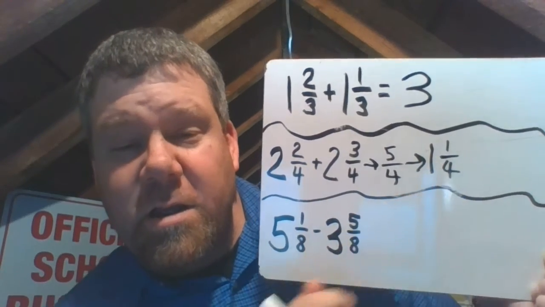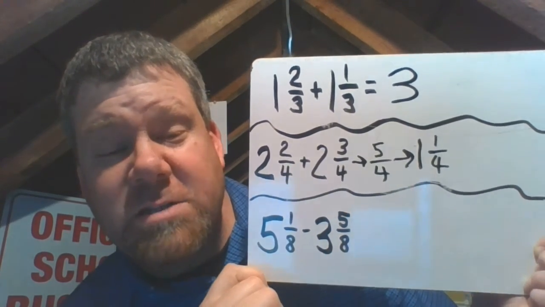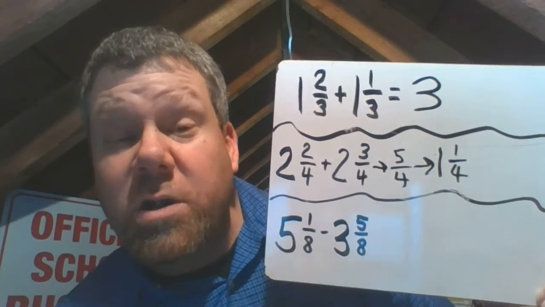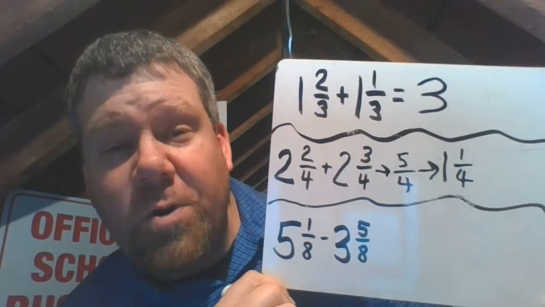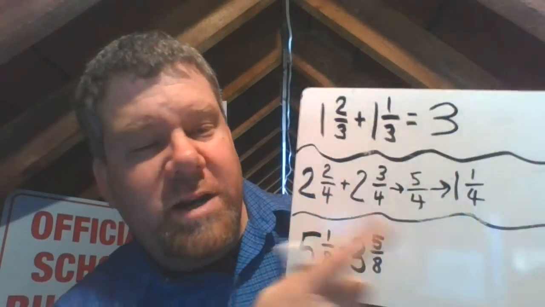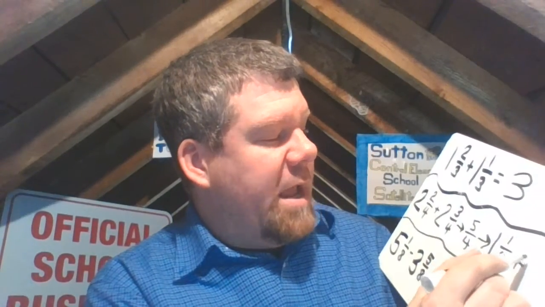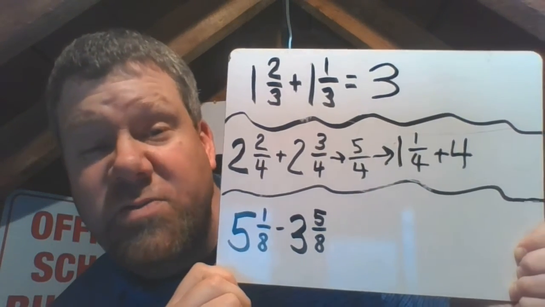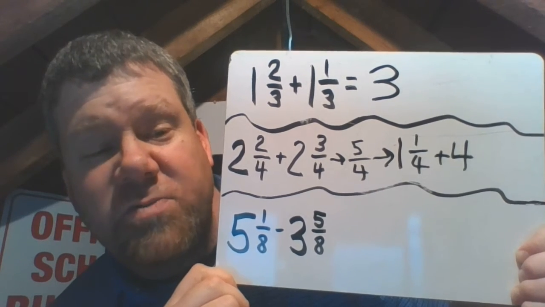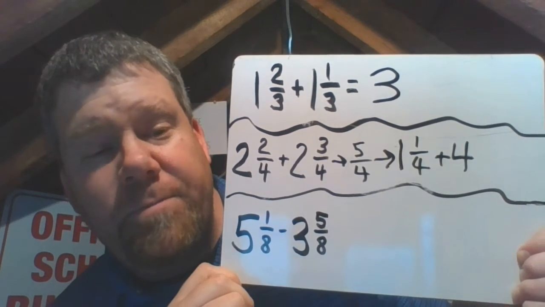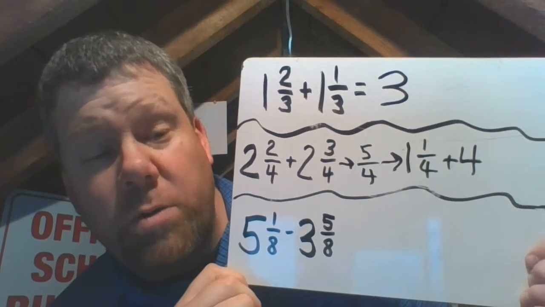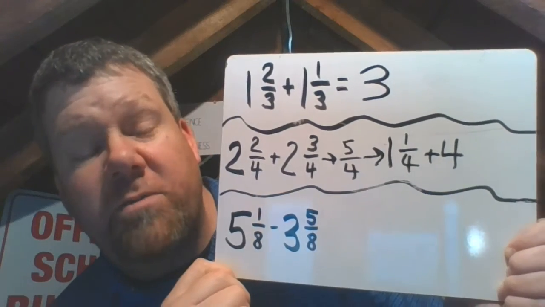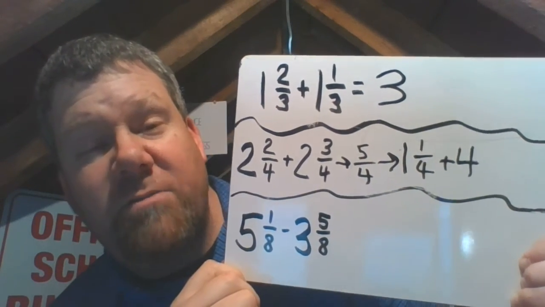I have gotten the answer of a mixed number, but I still need to remember I have the two other whole numbers here. 2 plus 2, do you guys know what that is? Yeah, you've known for a while. It's 4. So we're going to add that onto the answer that we got when we added the two fraction parts. So now I have 1 1/4 plus 4. But there's only one fractional part now. So I'm going to add the two whole numbers, that's 5, and leave the fractional part, that's 1/4. So 1 1/4 plus 4 is 5 1/4.